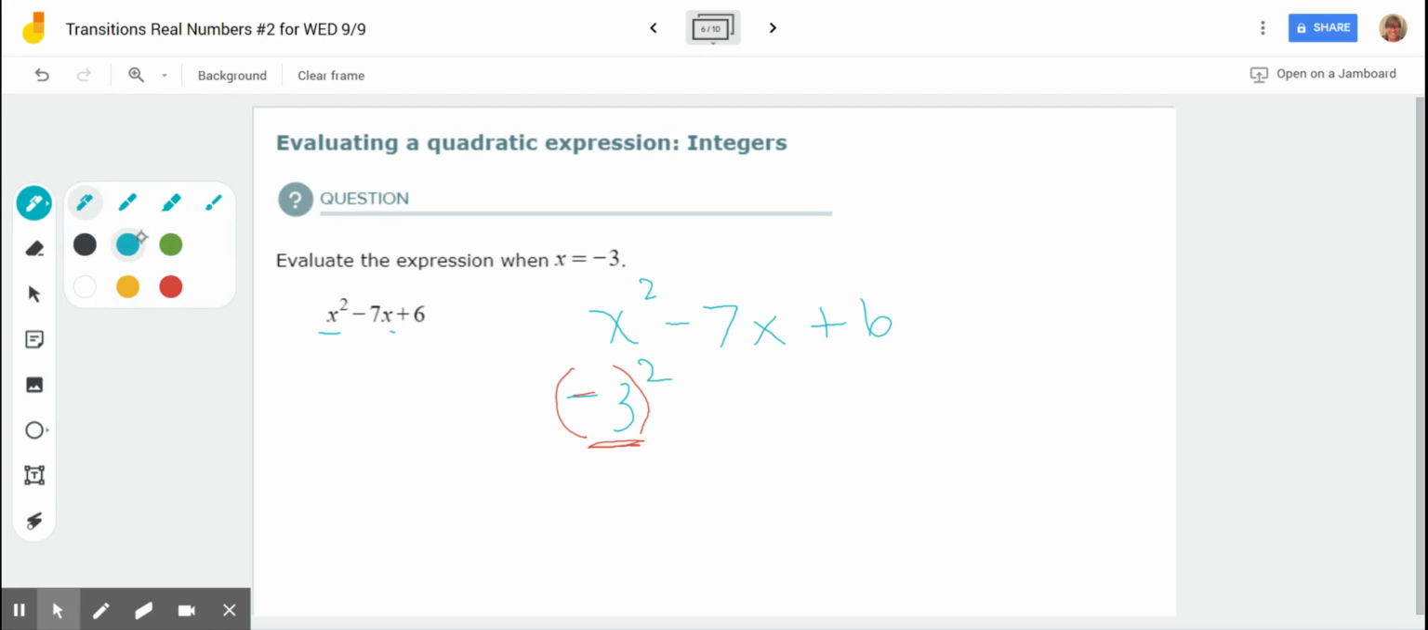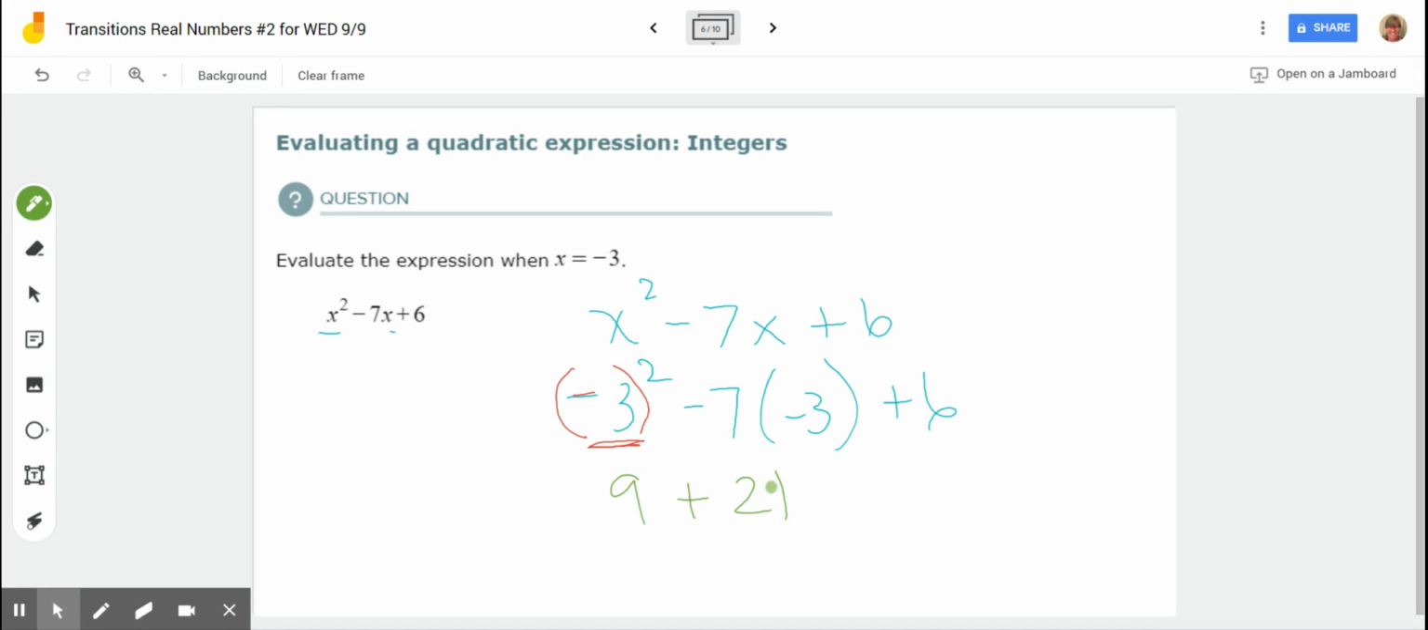Okay, continuing. Minus 7 times -3 plus 6. It helps when you're substituting, a good trick is to put parentheses around your x. Even if you're substituting in a positive number sometimes, it'll help you. But definitely with a negative. So you get -3 times -3, which is 9, plus 21. You can multiply these two out.